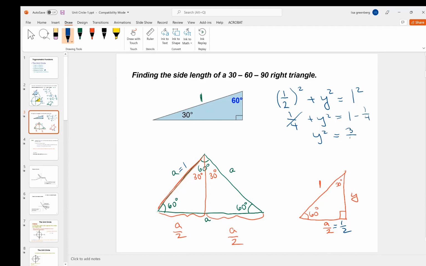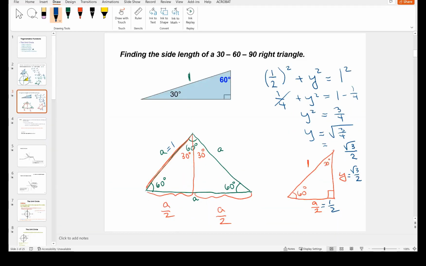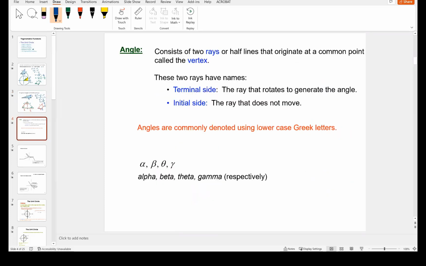1 minus 1/4 is 3/4. y is equal to the square root of 3/4, which I can say is equal to the square root of 3 over 2. So now I know y is equal to the square root of 3 over 2. Here, if this is 90 and this is 60, notice how that's the shorter side. That's going to be 1/2. And the longer side is going to be the square root of 3 over 2. And we're going to see how this relates to the unit circle in a minute.